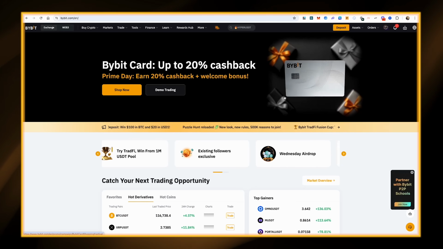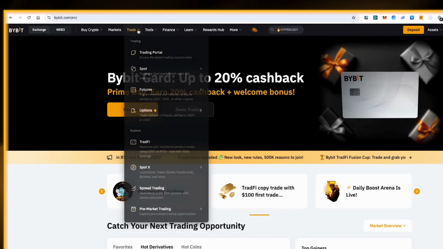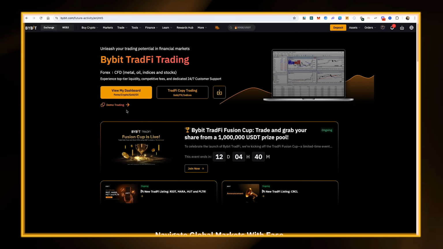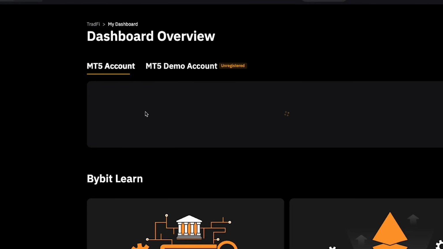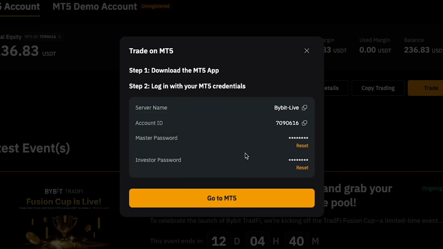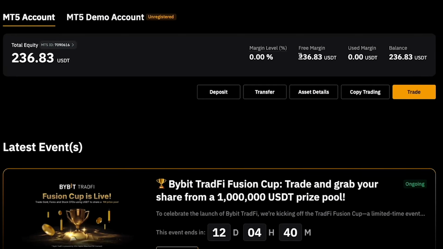So to connect your MT5 on the web, come to trade. Under trade, go to TradFi. And here on TradFi, click on view my dashboard and click on trade here. And this is the information you enter here. So this is server name, this is account ID, password. So these are the information you enter into MT5 to trade Forex pairs on Bybit through MT5.